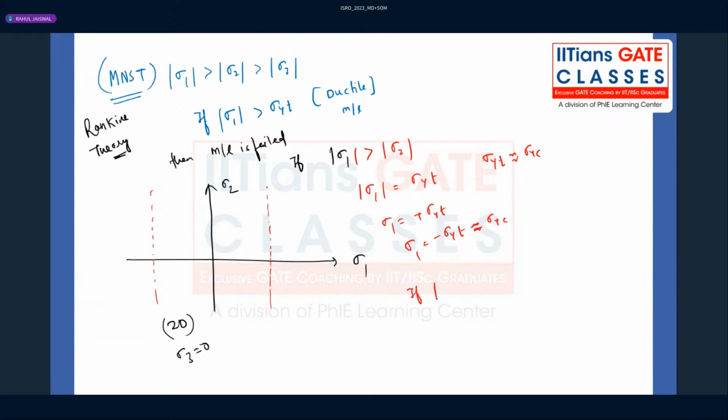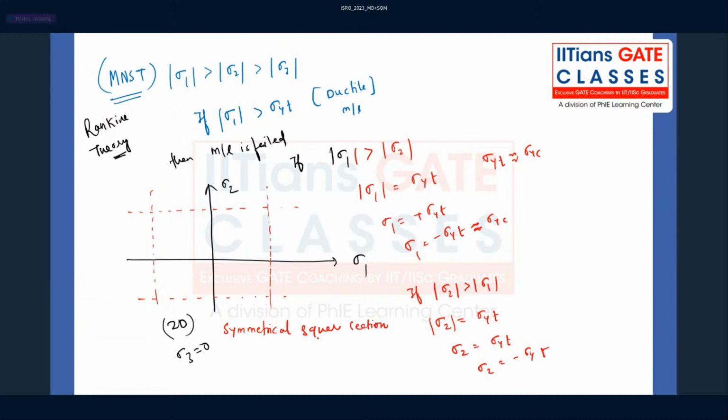And if mod sigma 2 is greater than mod sigma 1, in that scenario what could happen? Mod sigma 2 will decide the failure, then sigma 2 will be plus sigma yt, sigma 2 will be minus sigma yt. So you will get another plot like this, and that's how you get what we call the symmetrical square section. Whatever safety region you plot, you will get a symmetrical square section for ductile material.